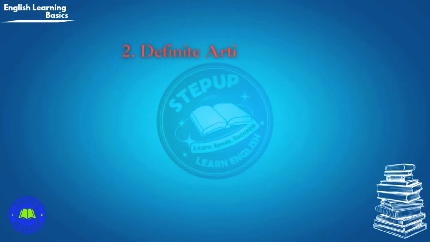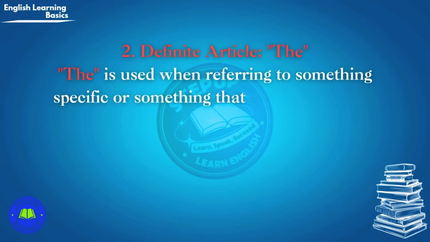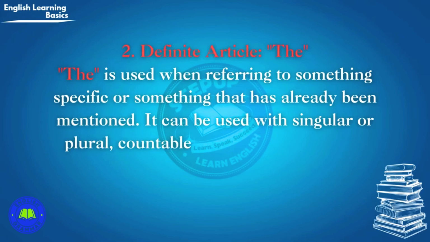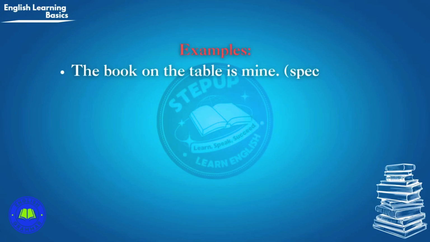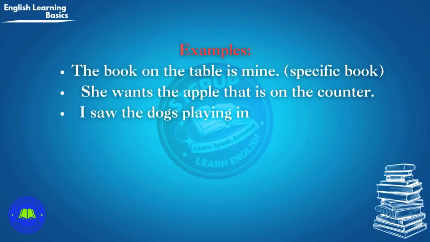2. Definite article. The is used when referring to something specific or something that has already been mentioned. It can be used with singular or plural, countable or uncountable nouns. Examples: the book on the table is mine. Specific book. She wants the apple that is on the counter. I saw the dogs playing in the park. Specific dogs.